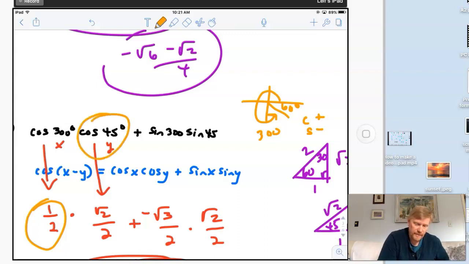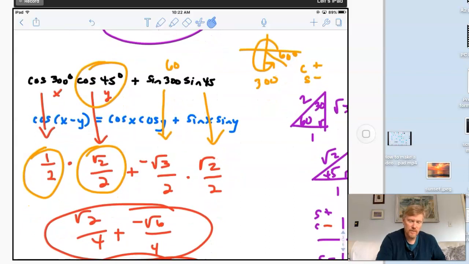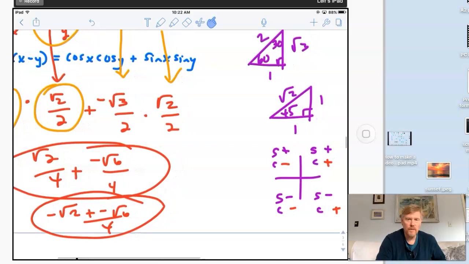Cosine of 45 is square root of 2 over 2. Sine of 300 is the same as the sine of 60, except it's going to be negative. So that's the square root of 3 over 2. Sine of 45 is square root of 2 over 2. And then I multiply my fractions together. And I get the square root of 2 over 4 minus the square root of 6 over 4. And you can either write that down as 1 or 2 fractions. Okay? And that's it. Next one.